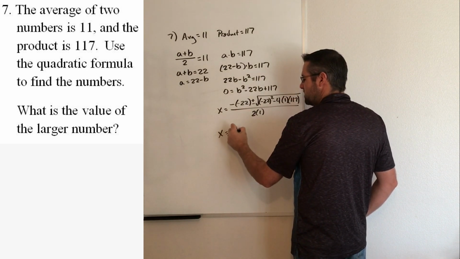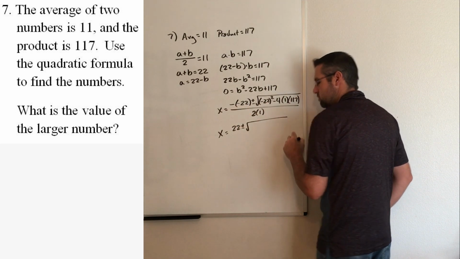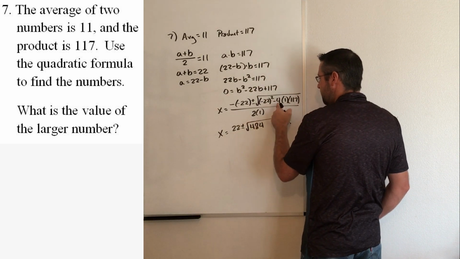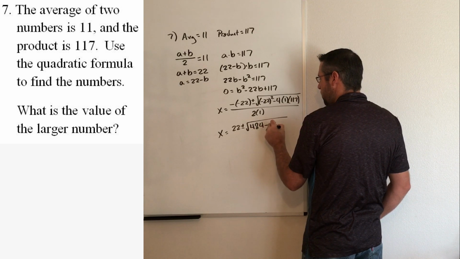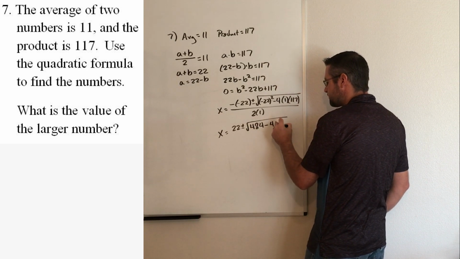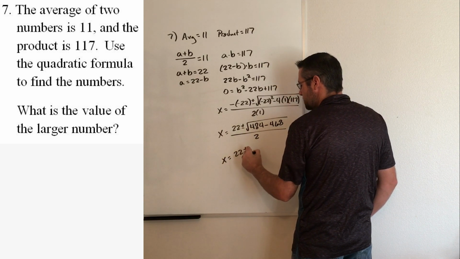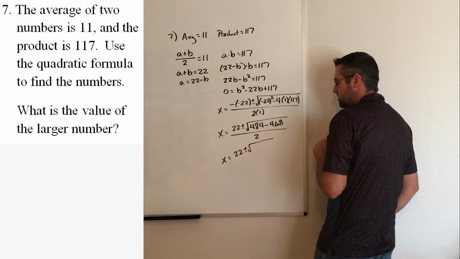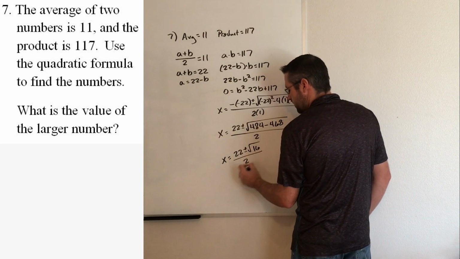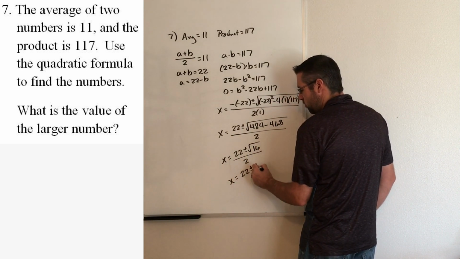So that'll end up being positive 22. 22 squared, what is 22 squared? 22 squared is 484. And then 4 times 1 times 117 is negative 468. So x equals 22 plus or minus the square root of 484 minus 468, which is going to end up being 16. And then we'll divide by 2. So we can simplify this. This turns into a nice clean whole number. It'd be 22 plus or minus 4 over 2.